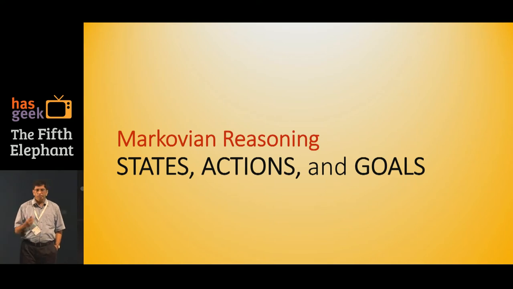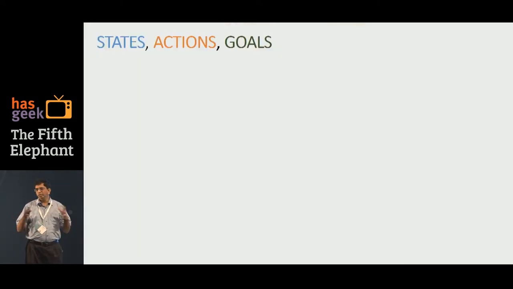All right, so let me introduce this notion, the idea of Markovian reasoning, right? So there are these notions of states, actions, and goals. I'm going to use several examples in different domains so we really understand these ideas, so that we know how to apply them when we have to build our own reasoning systems, right?